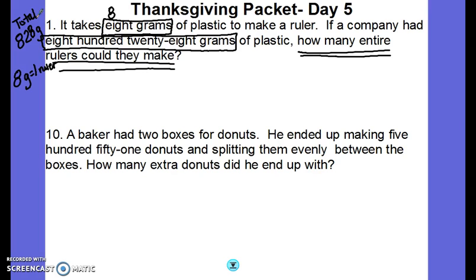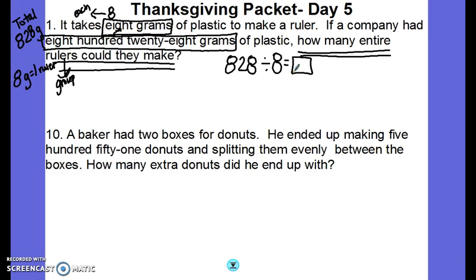I know that it takes 8 grams to make 1 ruler. So 8 is not my number of groups. It's not saying 8 groups of rulers. It's saying 8 each. So I have my total, I have my each, and I need to find the number of groups. So how many entire rulers? That's going to tell me my group. So I need to divide. 828 divided by 8 equals some mysterious number.